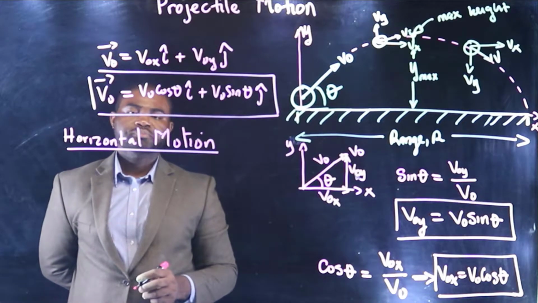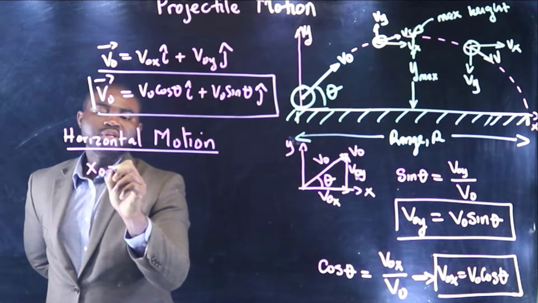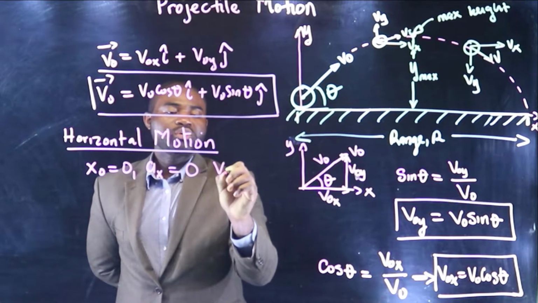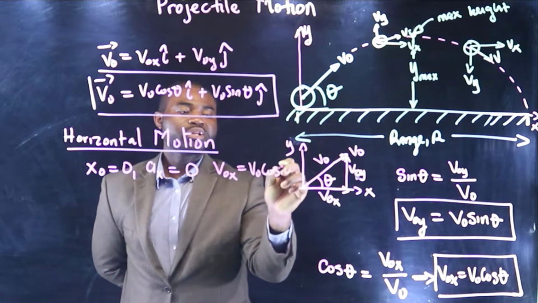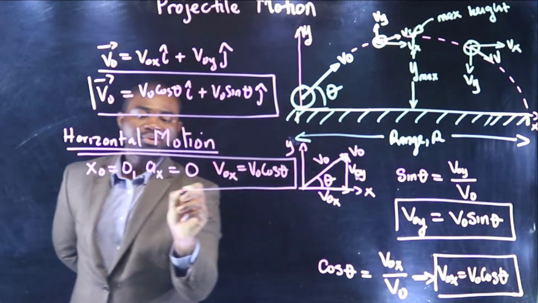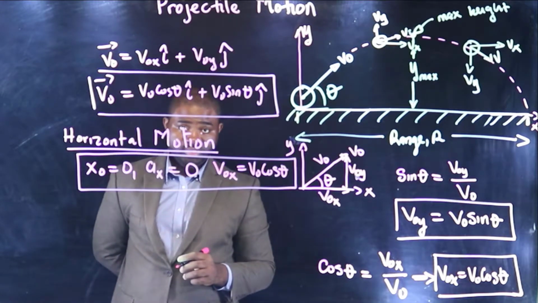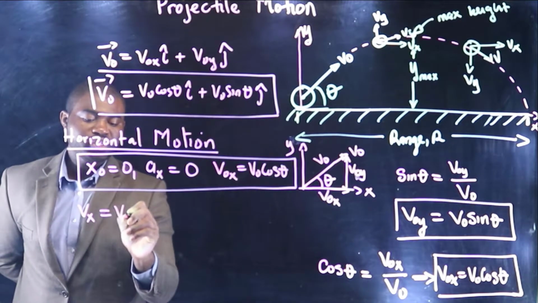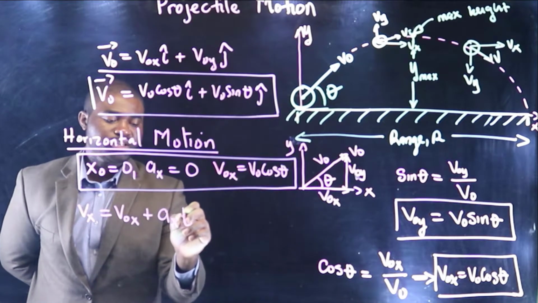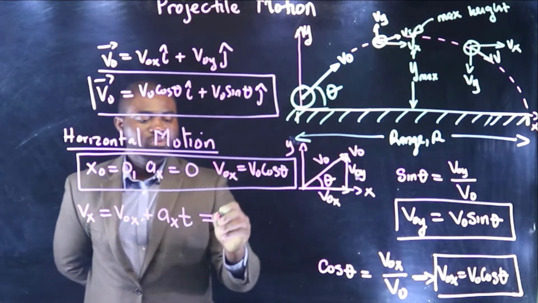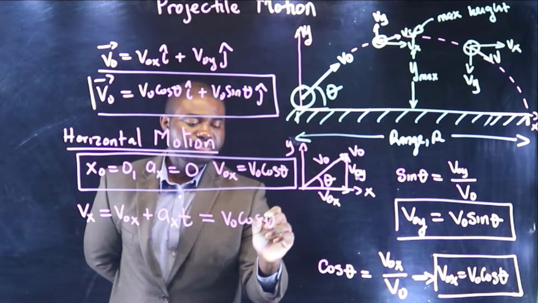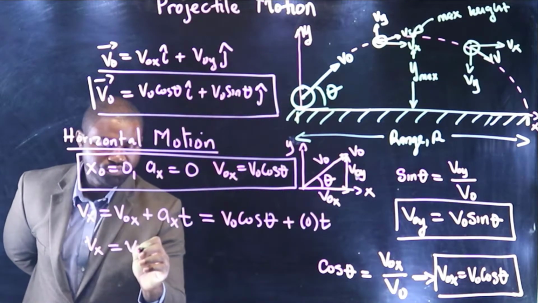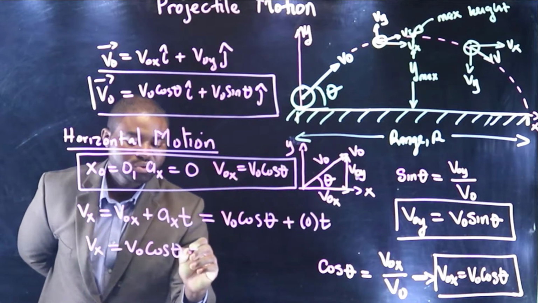For the horizontal motion, x0 is 0, ax is 0, you know why, and V0x is V naught cosine of theta. This represents the initial conditions. From the kinematics equations of motion, we know that Vx will be equal to V0x plus axt. This will be equal to V naught cosine theta plus 0t. That would mean that Vx is equal to V naught cosine theta, which is just V0x.